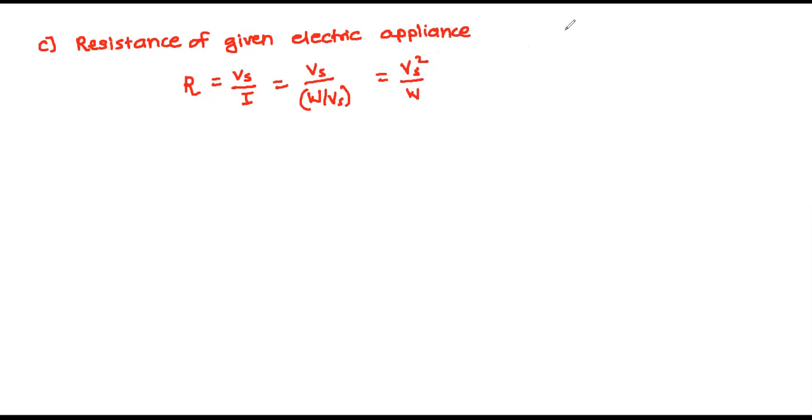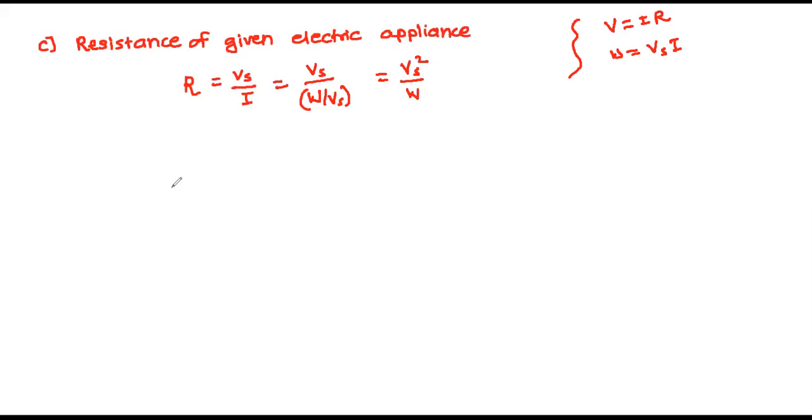How did you get this? See here. V is equal to IR, you know, Ohm's law. So V is equal to IR, therefore R is equal to Vs by I. And here this W is power in watts. So W is equal to Vs into I. Just substitute those values, you will get the answer. That's why we are denoting it with W. So if you want the resistance of any appliance, you can calculate it by this formula.